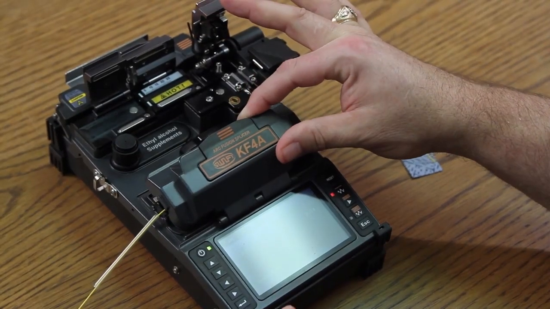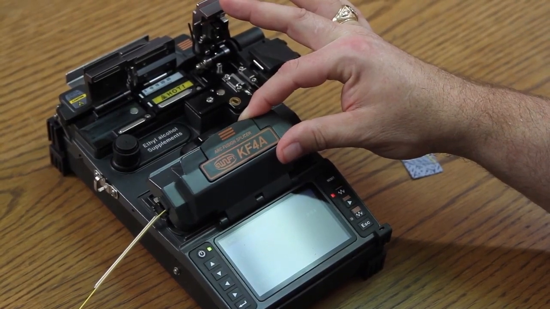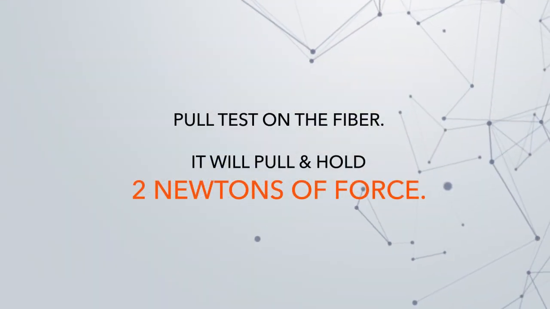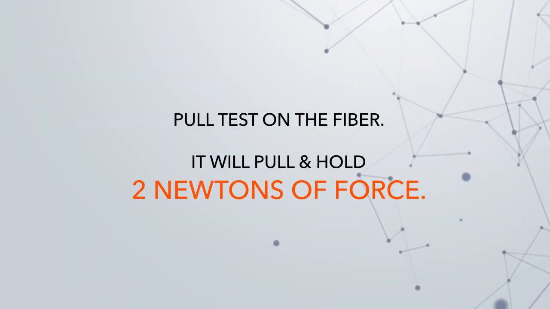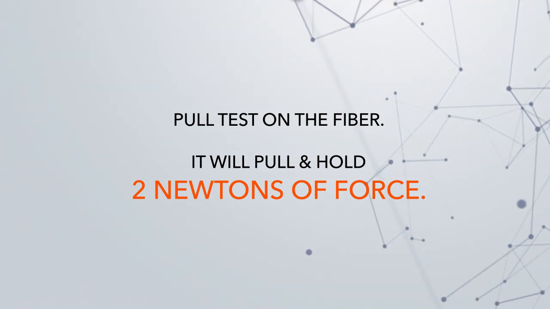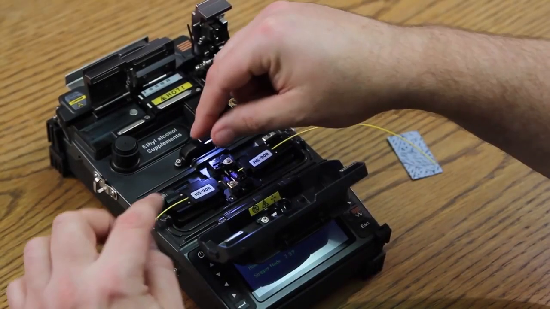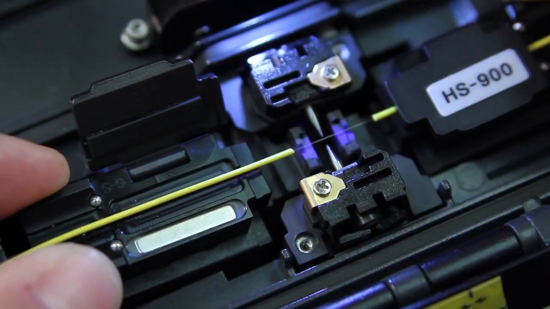Open your wind cover and allow your machine to perform a tensile test. The tensile test is a pull test on the fiber. It will pull and hold 2 newtons of force on the fiber. Once complete, open your holders and remove your fiber.